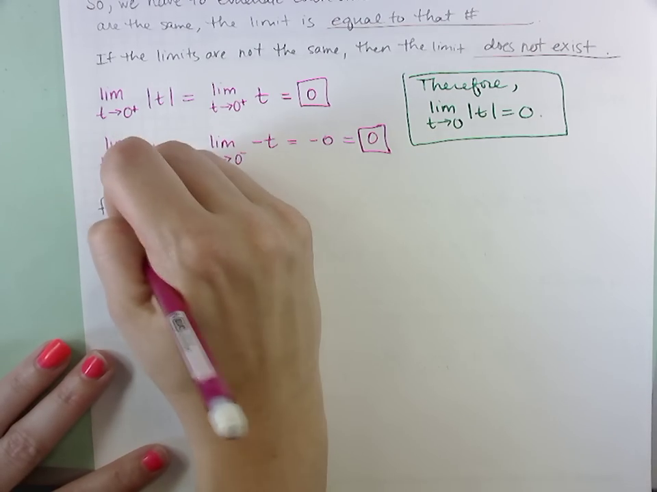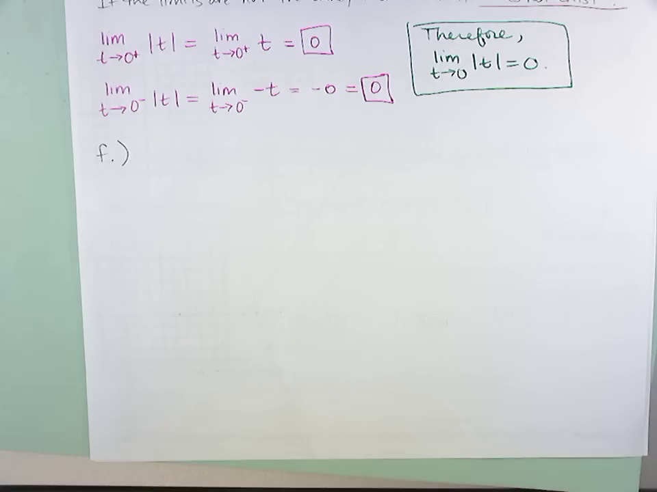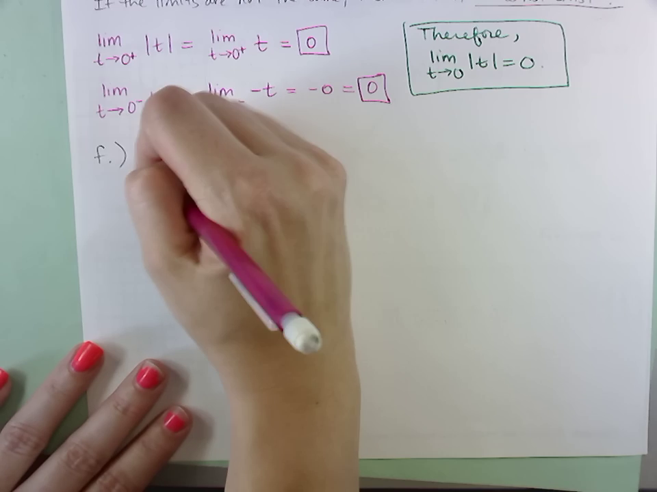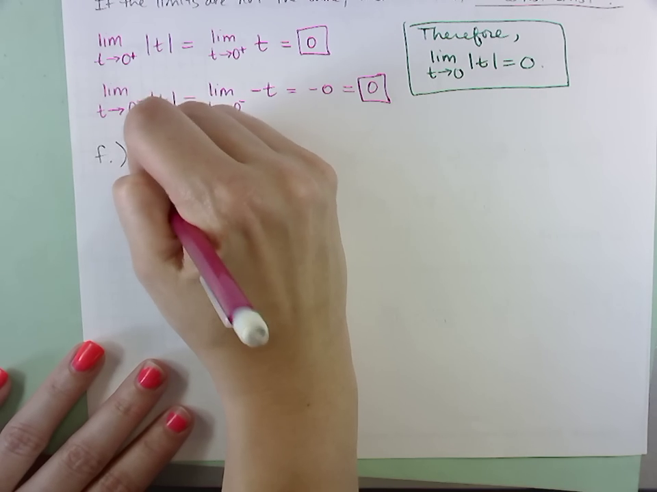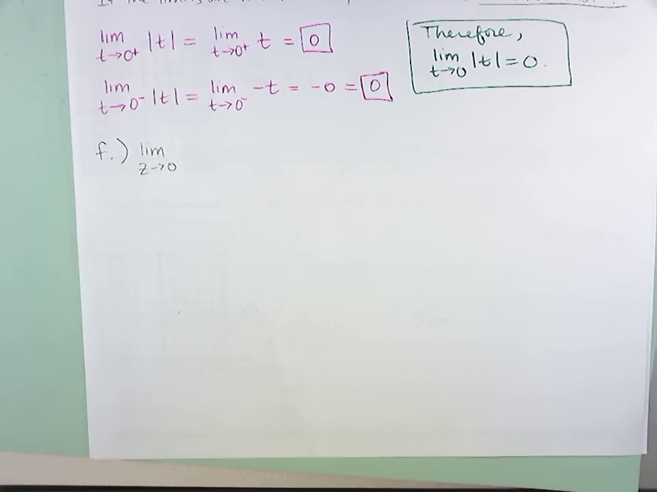Ms. Whipple, thank you for making sure I completely understand this concept before I have to do it by myself. Okay, so now we're going to do the limit as z goes to 0. Why are there different letters?